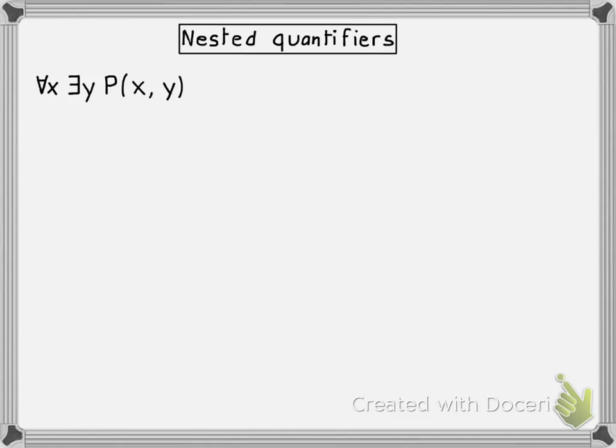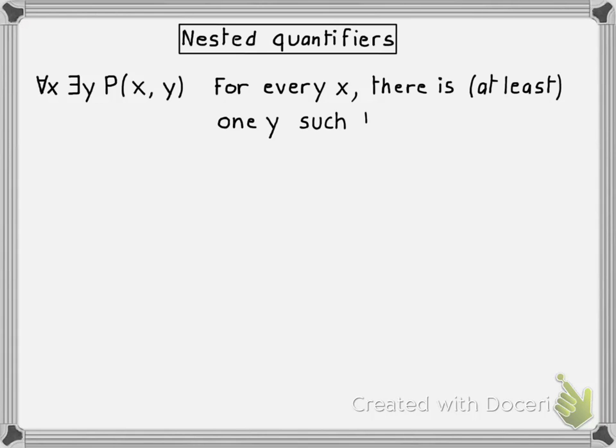The way you read it from left to right is: for all x, there exists y such that P of x y. Let's write this down since it's very important. For every x in the domain of x, there exists at least one y in the domain of y such that P of x y is true. Stated like that, this proposition makes sense.